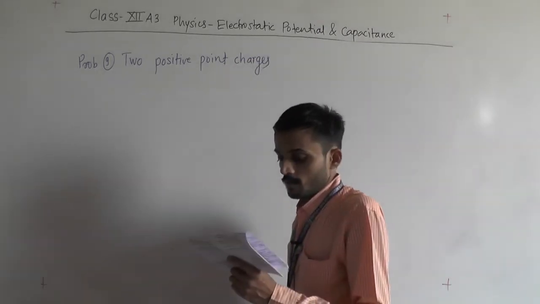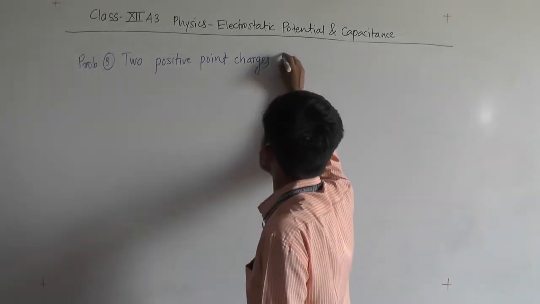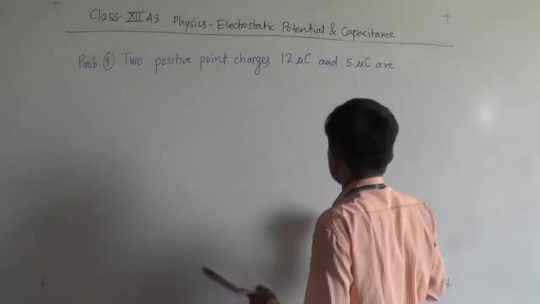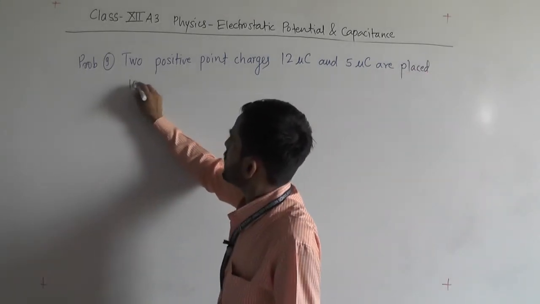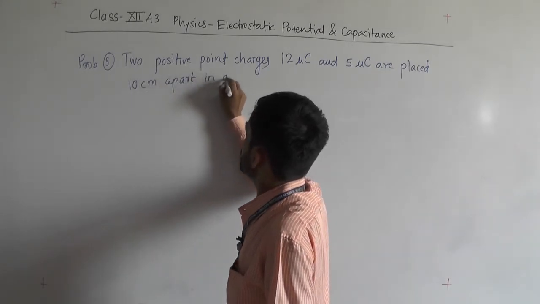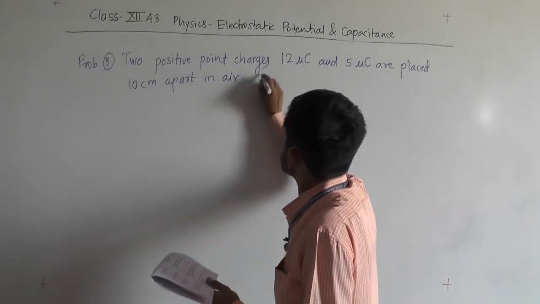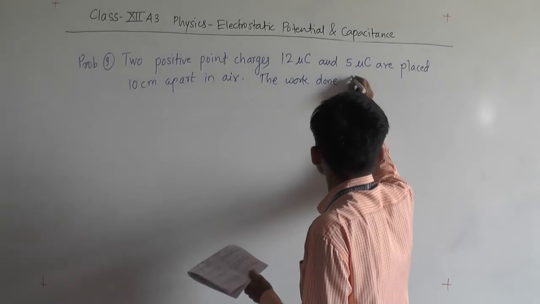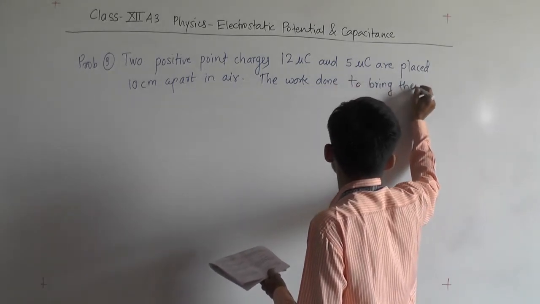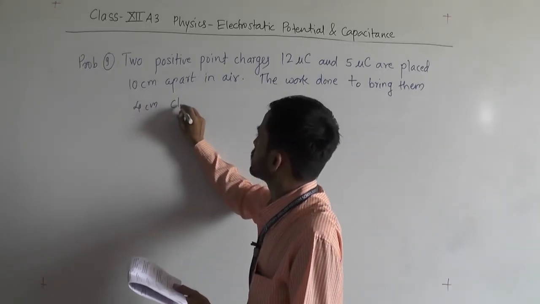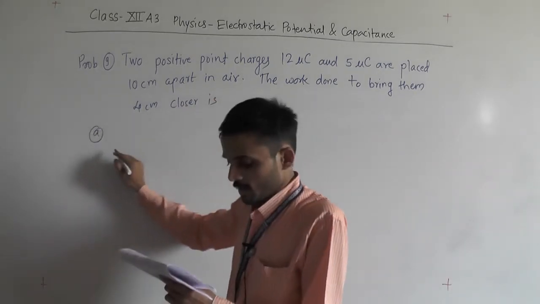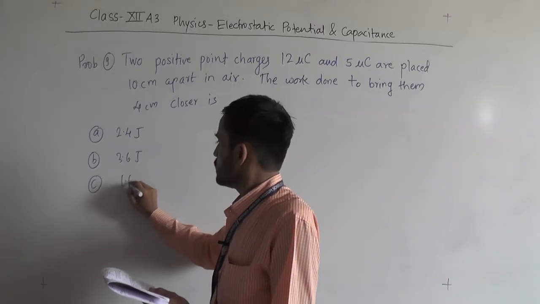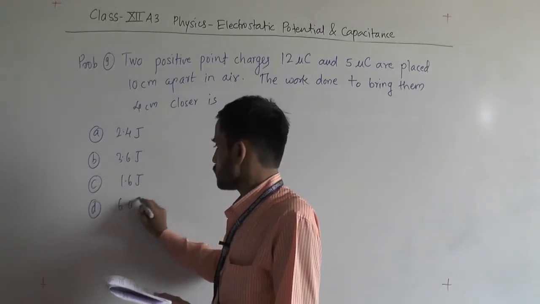12 microcoulomb and 5 microcoulomb are placed 10 centimeter apart in air, okay? The work done to bring them 4 centimeter closer is option A 2.4 joule, option B 3.6 joule, option C 1.6 joule, option D 6.0 joule.